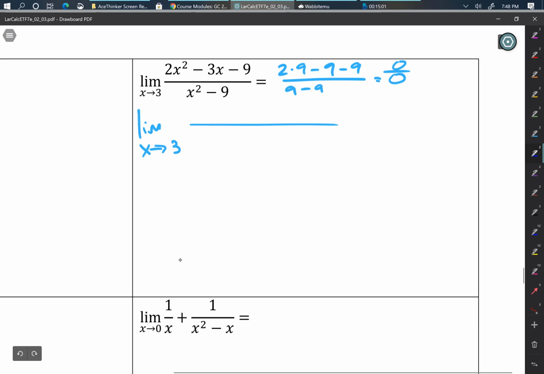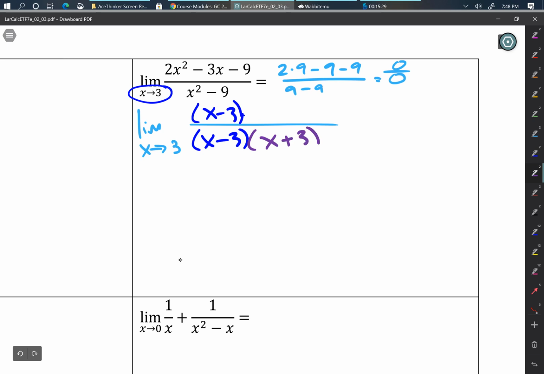So let's look at a pattern here. If the hole is at 3, what is the factor that we have to be able to get? Well, if the hole is at 3, we need an x minus 3 downstairs and an x minus 3 upstairs. We need the numerator to factor, so that one of the factors is x minus 3. We need the denominator to factor, so that one of the factors is x minus 3. Now, the denominator is the easier of the two because it's the difference of squares, so it's just x minus 3 times x plus 3. The numerator is going to be a little trickier.